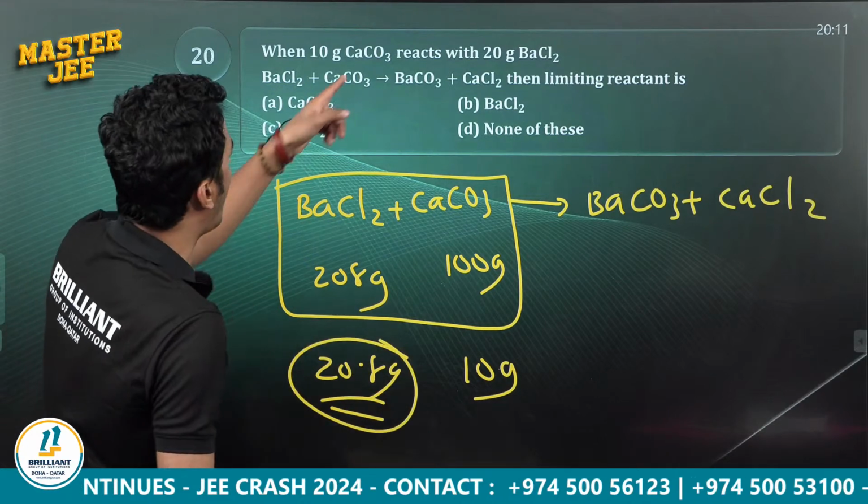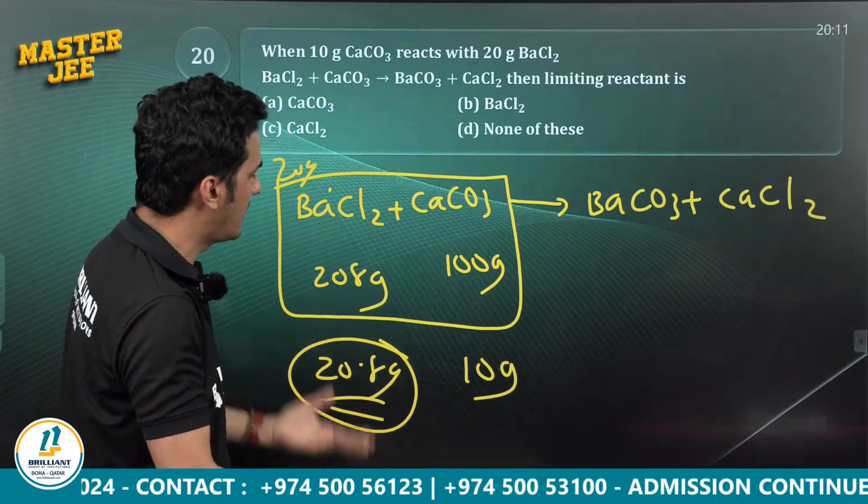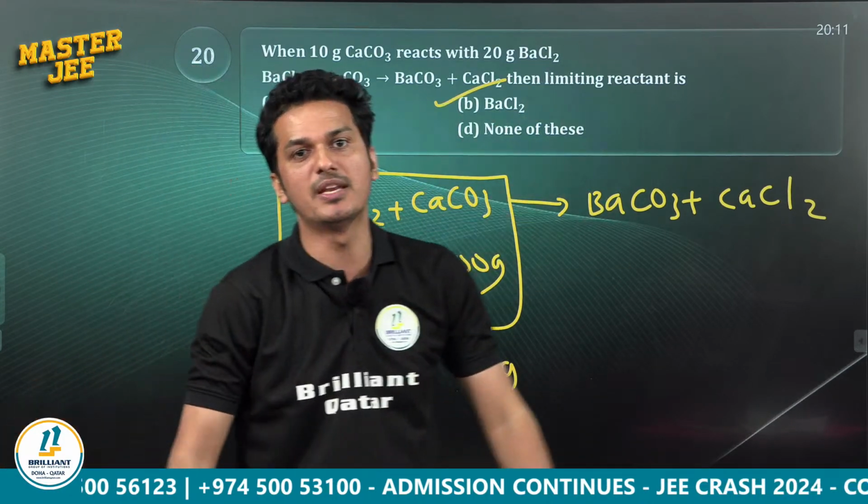But how much do we have? We have only 20 gram BaCl2. Automatically, what's the meaning? BaCl2 is less in amount. So BaCl2 is the limiting reagent.